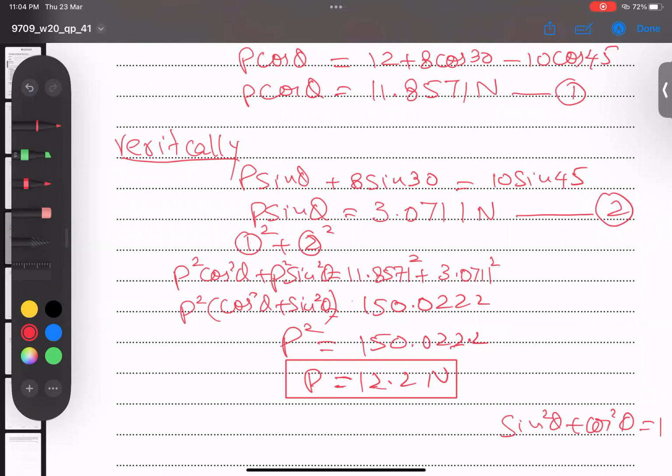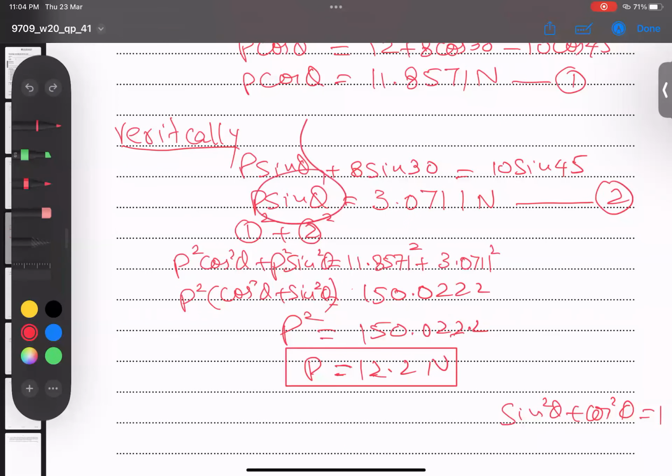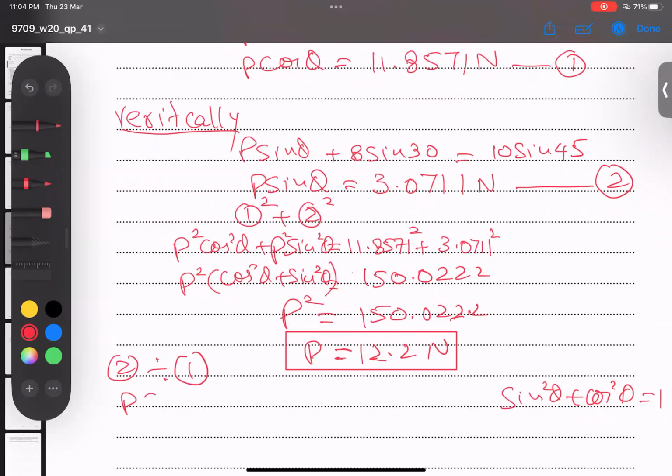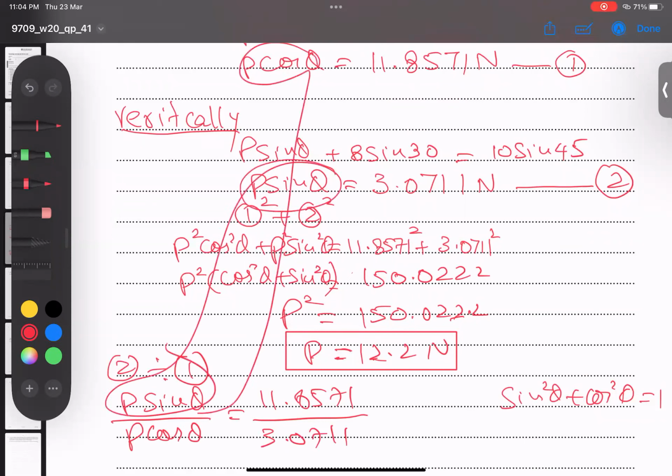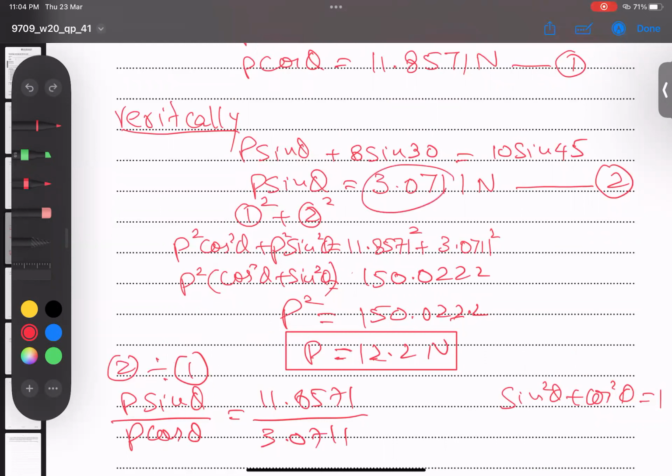And how to get the other value? If I plug in this value in the place of this theta, we can get the answer. Or second option, if I say sine up and cos down, so equation 2 divided by equation 1, then what happens? Look at here. P sine theta up, P cos theta down. So cos is 11.8571 and sine is 3.0711. I repeat. So this I kept up, this I kept down. Same approach, same way. This I kept down and this I kept, wait a minute.